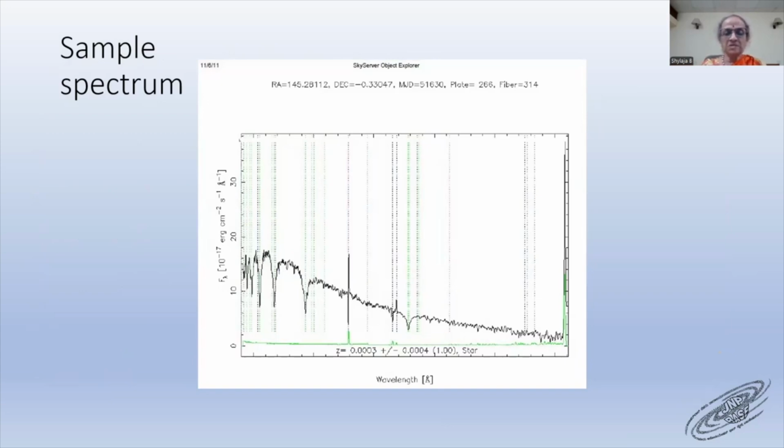And as you can see here, this is having only the units on the y-axis, which is f lambda in terms of 10 to the power of minus 17. That itself is a big surprise for them, that we are able to measure fluxes of this small order. The x-axis is not indicated. We have only the coordinates of the star.